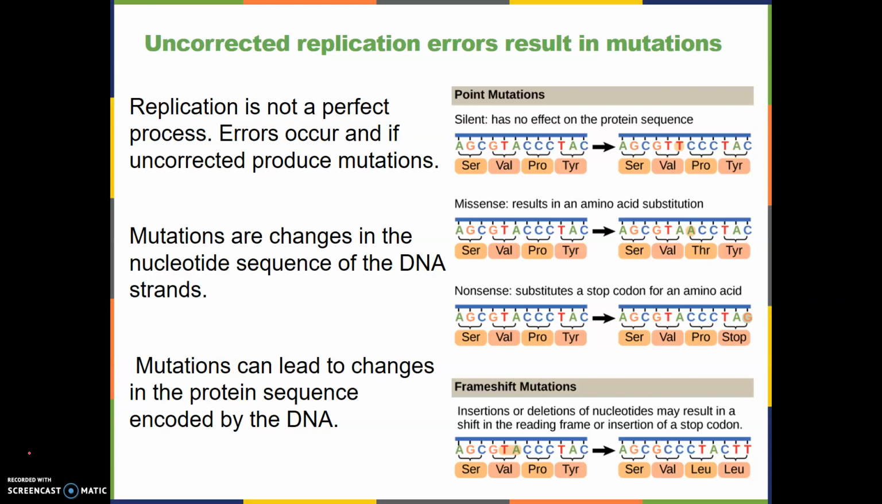This is an image showing what happens when a mutation doesn't get corrected. So, uncorrected replication errors and mutations. There are different types of mutations. There are point mutations where just one nucleotide is different, okay? So it's showing you right here, and I guess I should explain this.